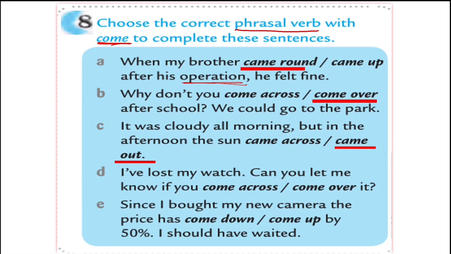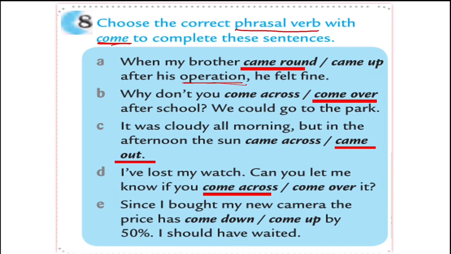The next one, D, I've lost my watch. Can you let me know if you come across or come over it? Of course, we're not going to use come over to mean visit. Here we have a lost watch, so yes, of course, come across. So here it means to find or to see by chance or by accident, it's not something that is meant.